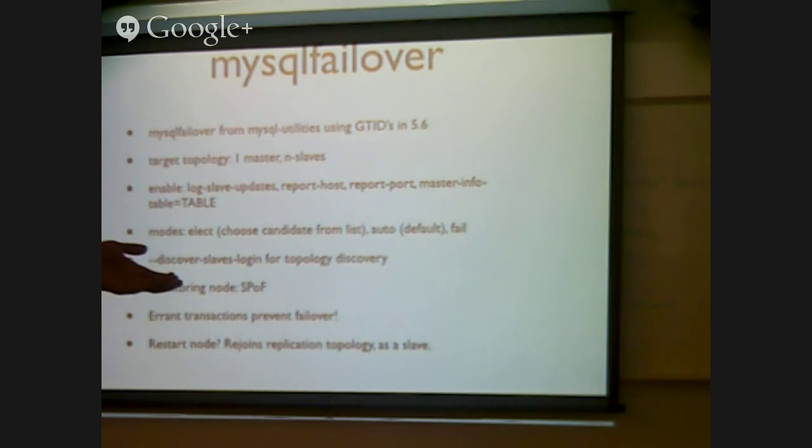Of course, the monitoring node here is the single point of failure. Also, errant transactions will prevent the failover, and this will happen silently for you. What is an errant transaction? When your application accidentally inserts something into a slave. This happens more often than you think.